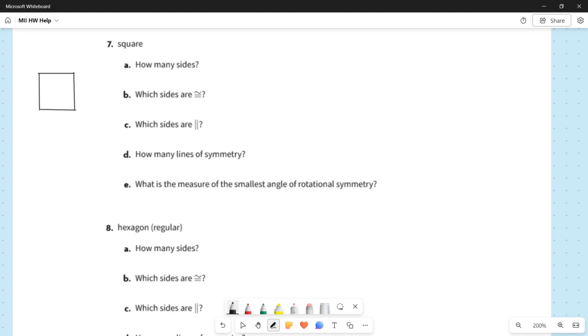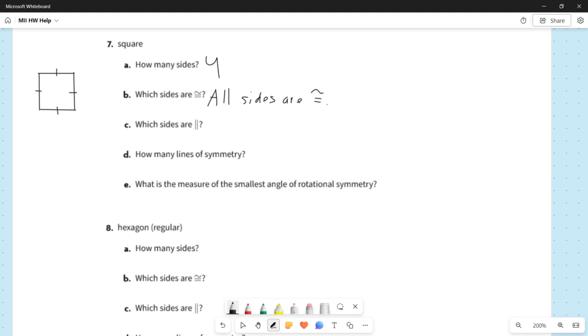How many sides? Really hope everyone got this right. A square has 4 sides. Heard it here first. Which sides are congruent? Well, this is part of the definition of a square, in that part of the definition of a square requires that all sides be congruent. That's kind of baked into the definition of a square. So by definition, all sides are congruent. Otherwise, it's not a square.